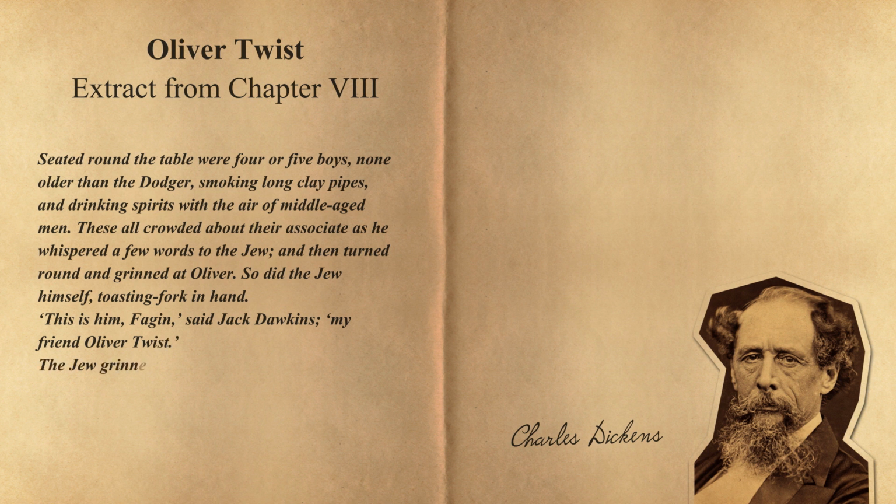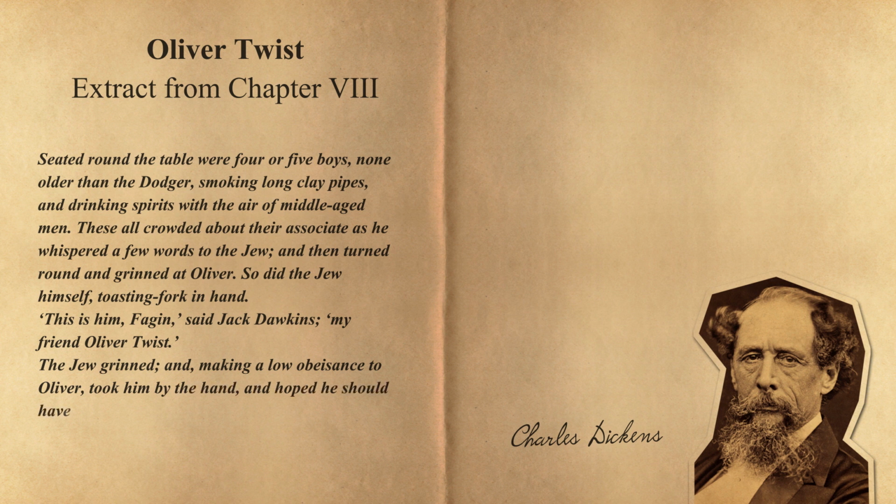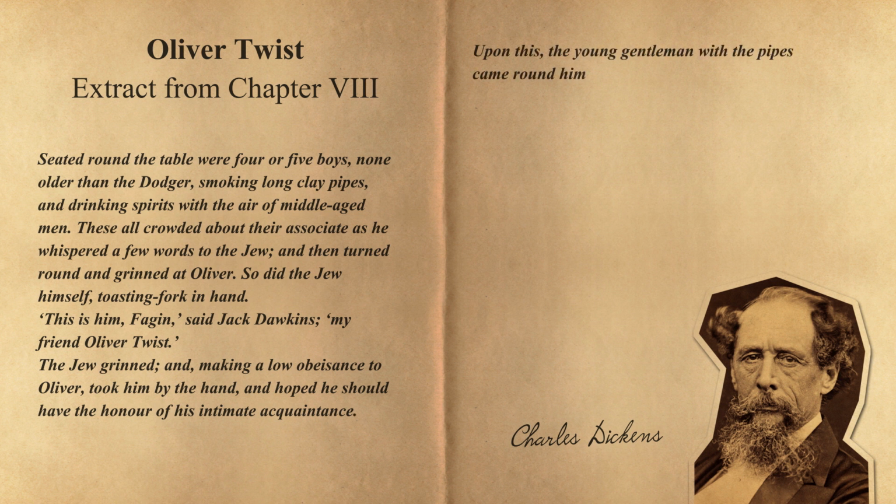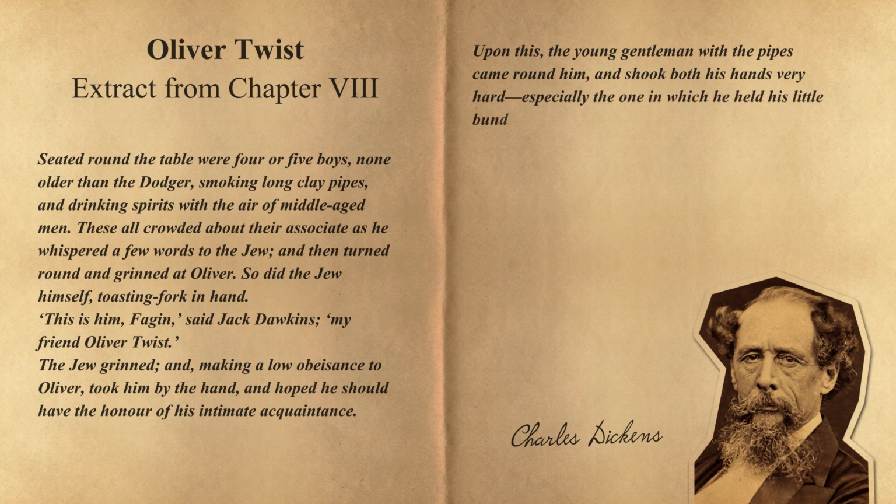"This is him, Fagin," said Jack Dawkins, "my friend Oliver Twist." The Jew grinned, and, making a low obeisance to Oliver, took him by the hand, and hoped he should have the honour of his intimate acquaintance. Upon this, the young gentleman with the pipes came round him, and shook both his hands very hard, especially the one in which he held his little bundle.